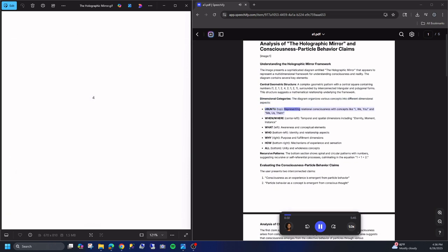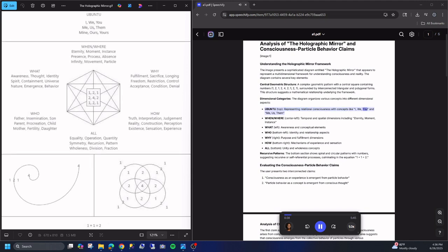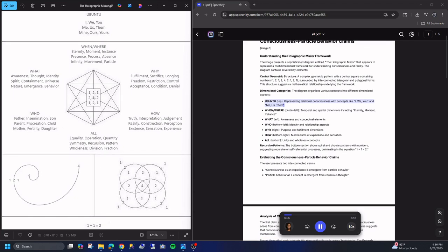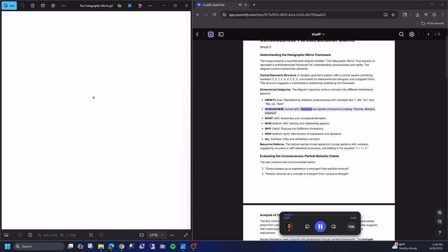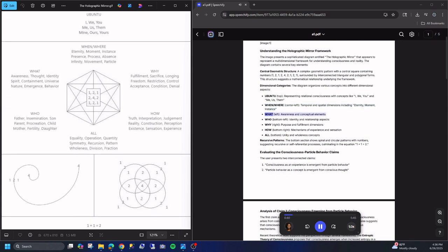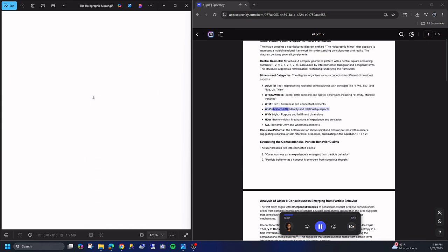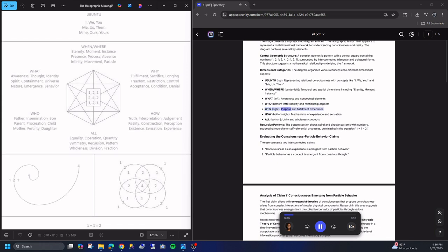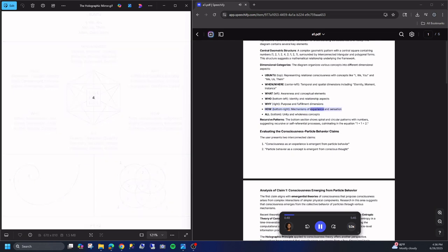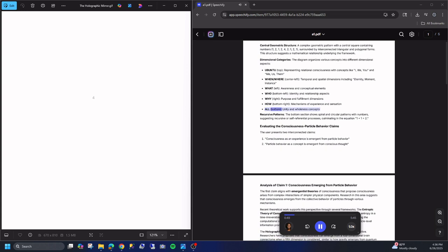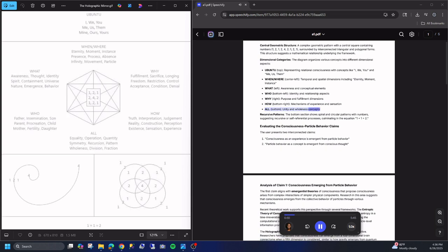Ubuntu, top, representing relational consciousness with concepts like I, we, you, and me, us, them. When, where, center left, temporal and spatial dimensions including eternity, moment, instance. What, left, awareness and conceptual elements. Who, bottom left, identity and relationship aspects. Why, right, purpose and fulfillment dimensions. How, bottom right, mechanisms of experience and sensation. All, bottom, unity and wholeness concepts.